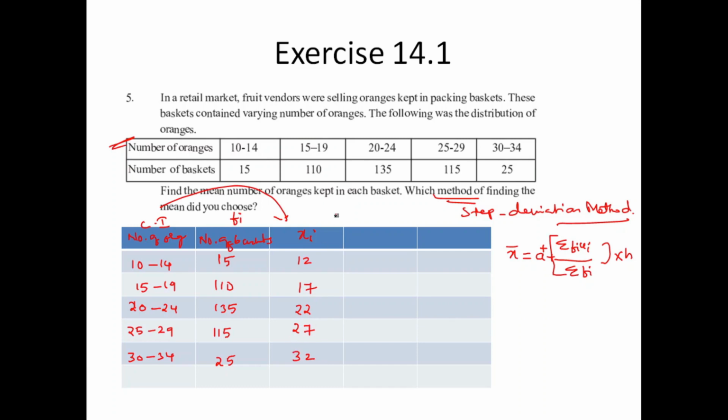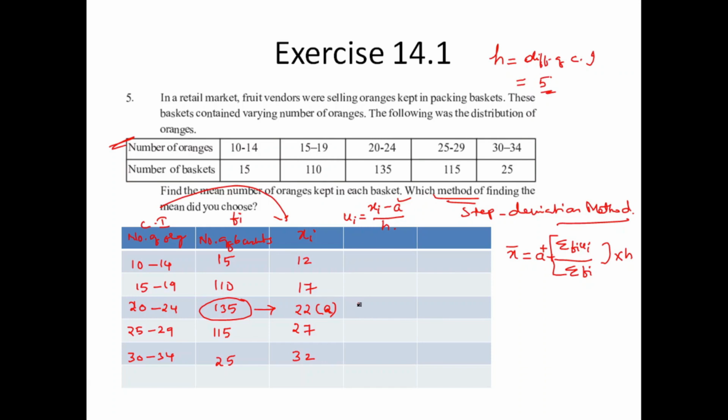Now u of i. How do we find u of i? u of i is x of i minus a, divided by h, where a is your assumed mean. If you look at the frequency, the maximum number is 130 here, so this should be your a value. So how do we get the value of h? h is equal to the difference of class interval. If I take the difference here, 10 to 14, that would be 5. So h is 5.